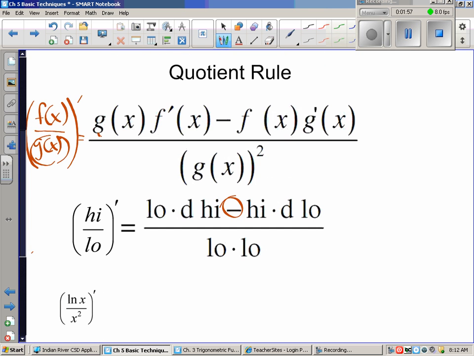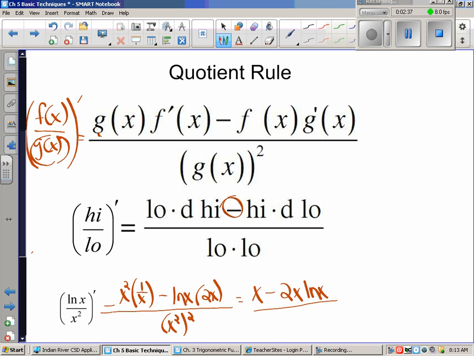So what we want to do is, how do I do the derivative of natural log of x over x squared? I'm sure you would all agree here that you can't actually divide that. You can't simplify that. So what we're going to do is low, so x squared, times the derivative of high, which is 1 over x, minus high times the derivative of low, all over low squared. So x squared would be squared. Just to simplify this, and yes, you're going to want to do that, the x's simplify, so I'm left with x minus 2x ln x all over x to the fourth.